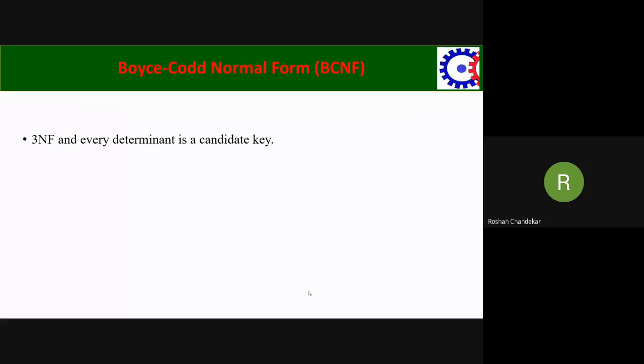Next, we are talking about BCNF. A single definition: a relation in 3NF, where every determinant is a candidate key, is BCNF.